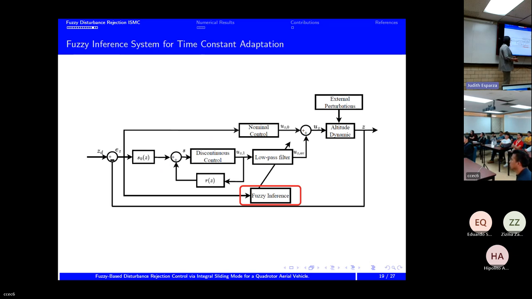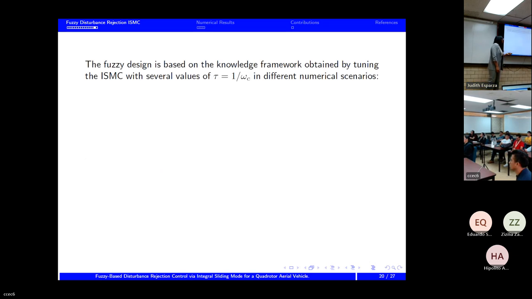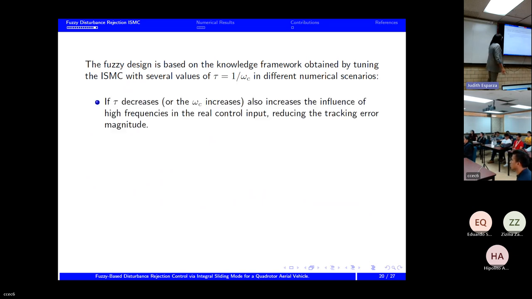Finally, there is the fuzzy inference system. There is a Mamdani fuzzy inference system for the adaptation of the time constant of the filter. And this fuzzy inference system was based on the knowledge obtained by tuning the ISMC with several values and in different numerical scenarios.